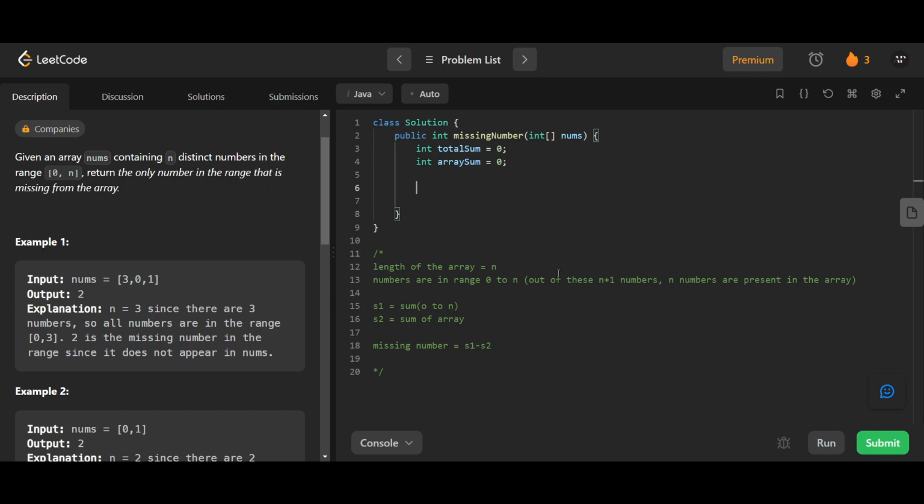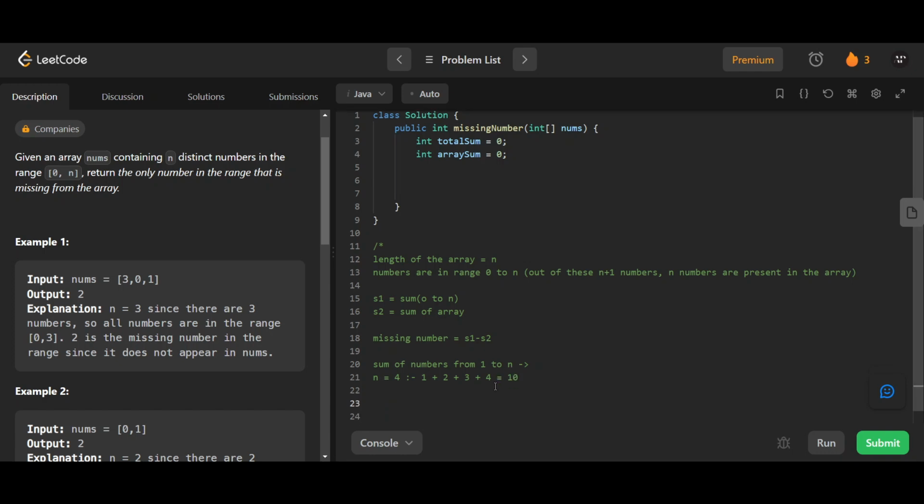So let's see. 1 plus 2 is 3. Sum of numbers from 1 to n, right? 0 to n is the same as 1 to n. So if n equals 4, it's 1 plus 2 plus 3 plus 4, which is 3 plus 3, 6 plus 4, 10. So is it 4 times 5 by 2, n times n plus 1 by 2, right? That is working out. Yeah, so it's n times n plus 1 by 2.